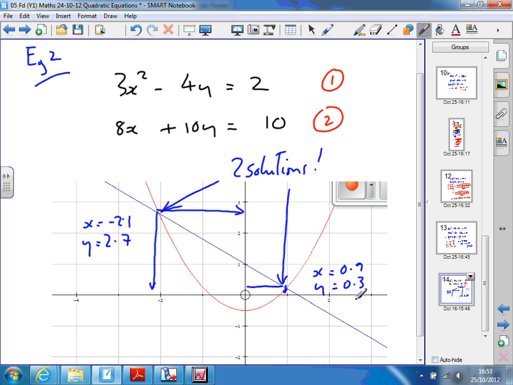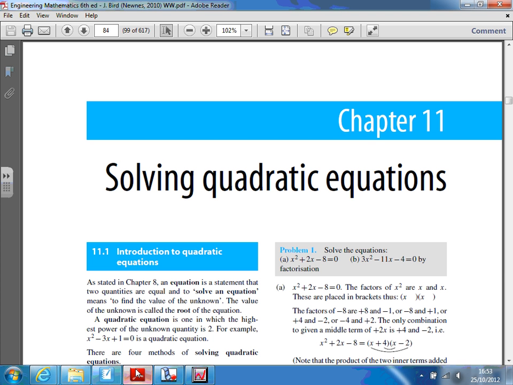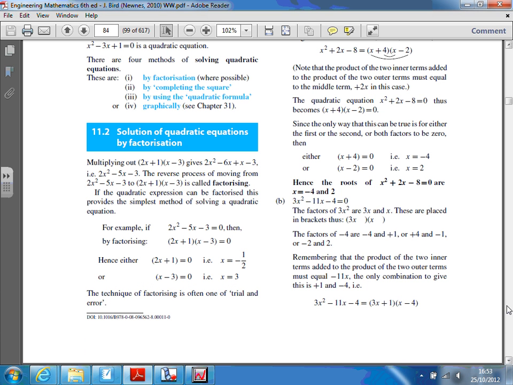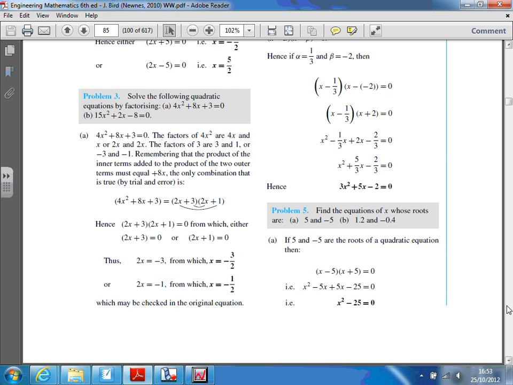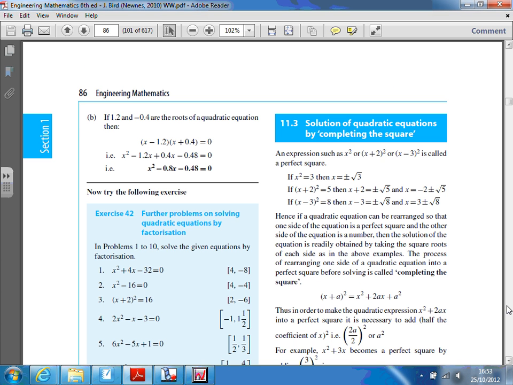Also, if you look in the textbook on page 84, there's a chapter on solving quadratic equations. Let's just have a look for a second at this. If we flip through the chapter, it starts off by talking about factorizing. That's something that we've not looked at yet. We'll look at that after half term. It's a particular method, but there's nothing to stop you looking at that in the meantime. It then talks about the perfect square method, completing the square. We're not worried about that at the moment, although if you want to have a look at it, please do.